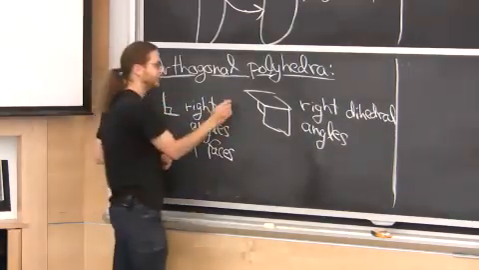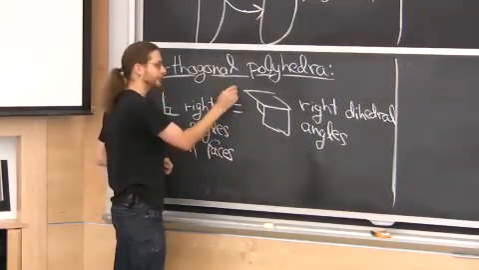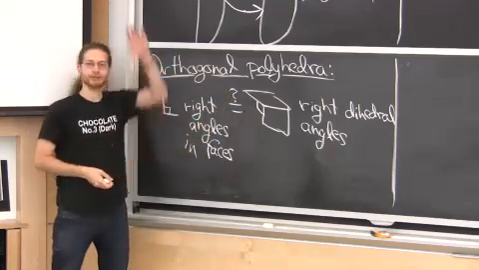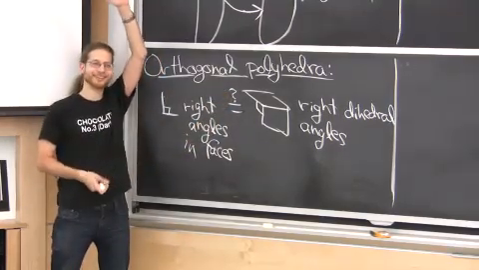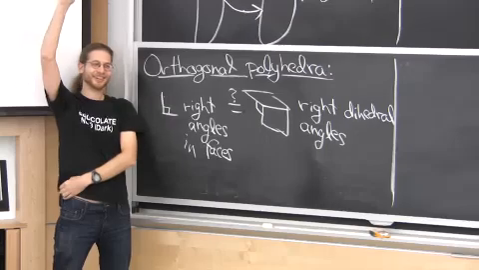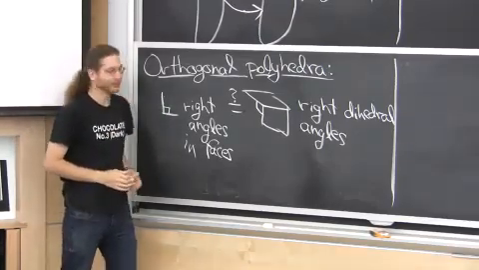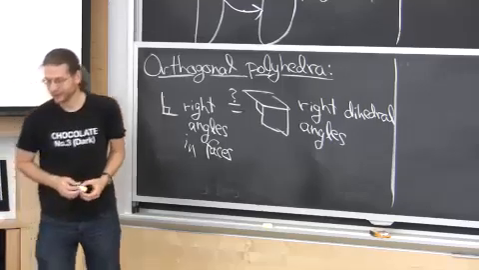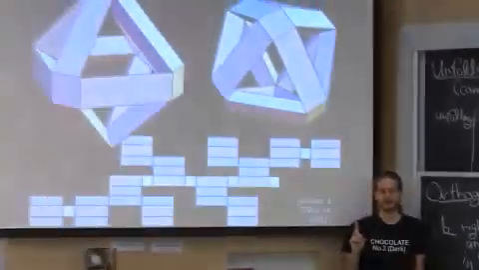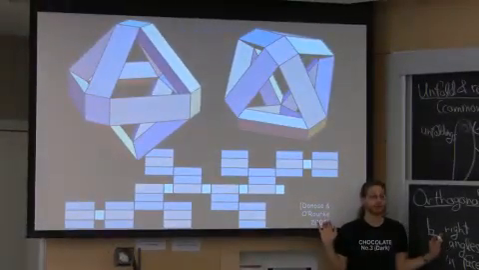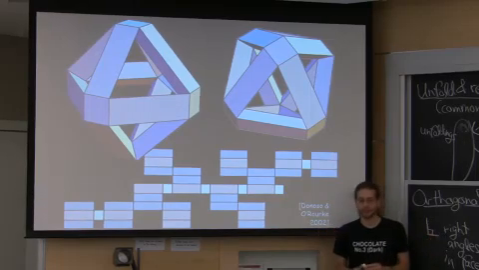The question is, are these the same thing? Who thinks yes? Who thinks no? Yeah, I kind of set it up. Everyone thinks no. They're not the same. But for genus 0 polyhedra, they are the same. That's maybe the surprising thing.